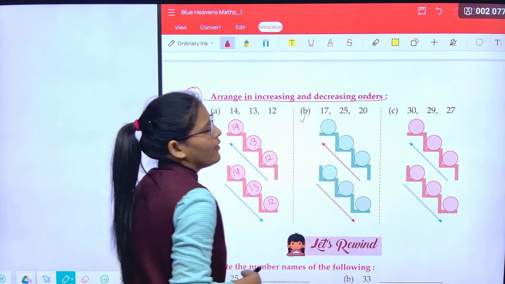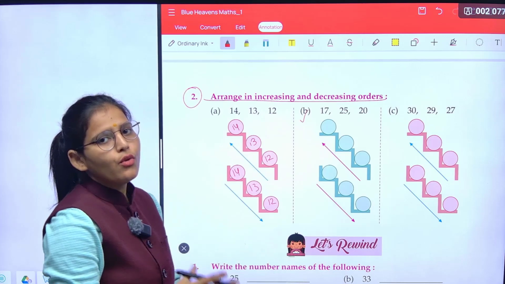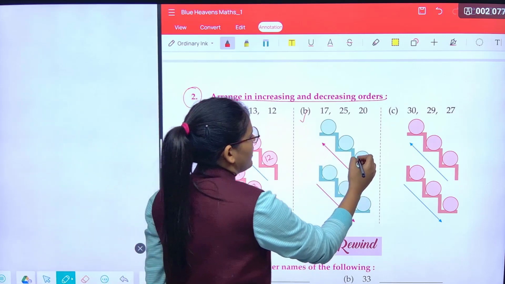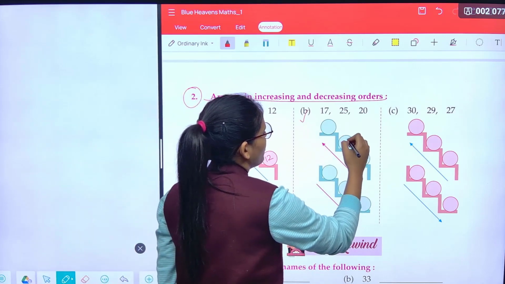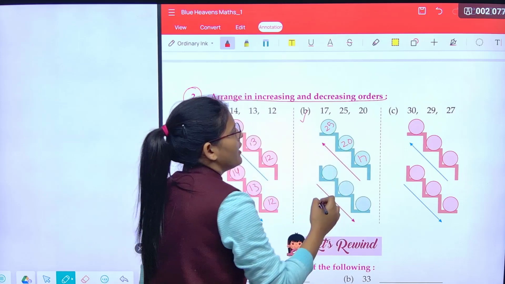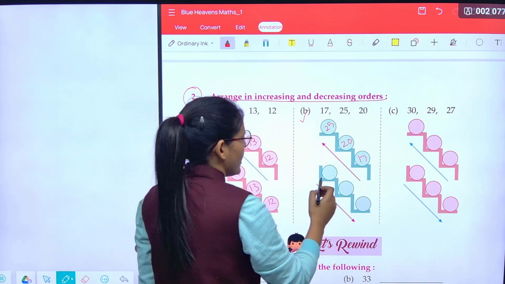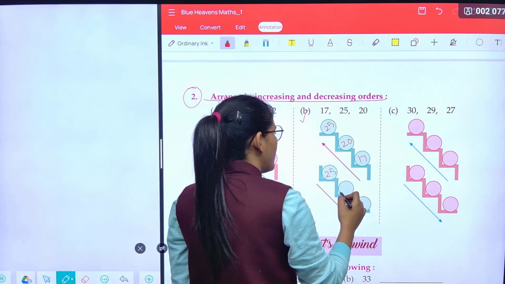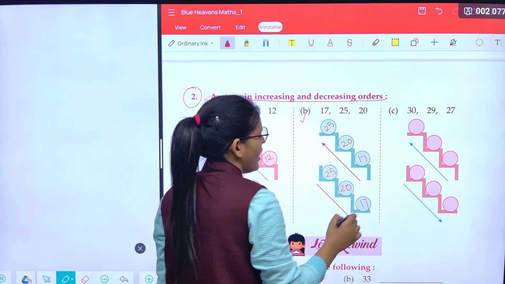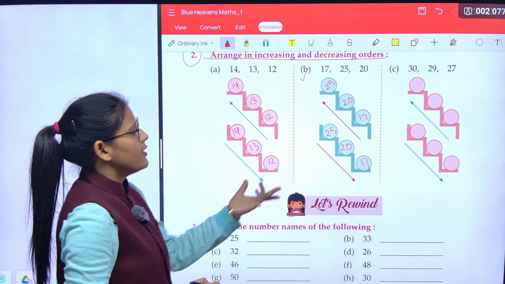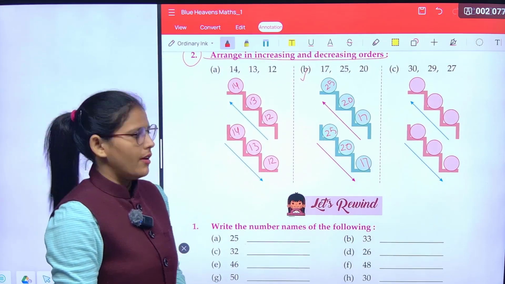Again, in increasing order, smallest to greatest. So 17, 20, 25. Now, decreasing order, greatest to smallest. 25, 20, 19. Understand class? Rest of the part class, do yourself.